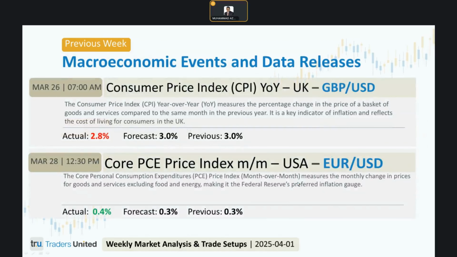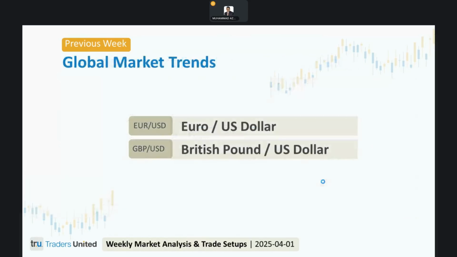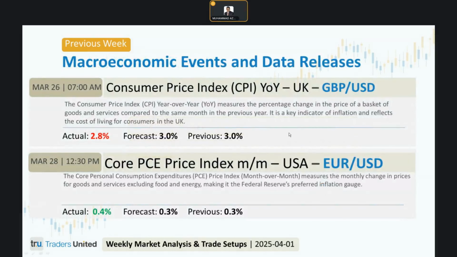Okay, what is CPI, Consumer Price Index YOY in UK? And it actually affected the GBPUSD currency pair. The Consumer Price Index CPI year over year, YOY means year over year, measures the annual change in the average price of a basket of consumer goods and services. It is a key indicator of inflation trends and reflects the cost of living in the UK.